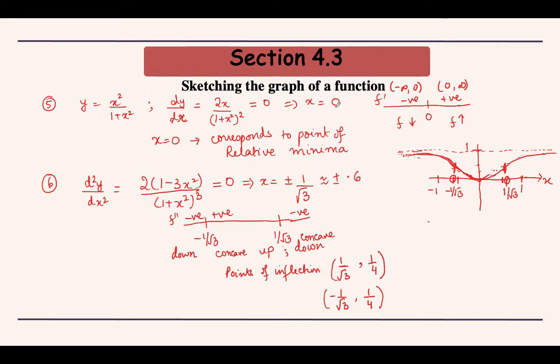And when we put x equals to 0, we have already seen that the coordinate of y is also 0. So 0, 0 or the origin point is the point of minima for this particular function. Okay, so that is the information which we get from the first derivative. Now let us move on to the second derivative.